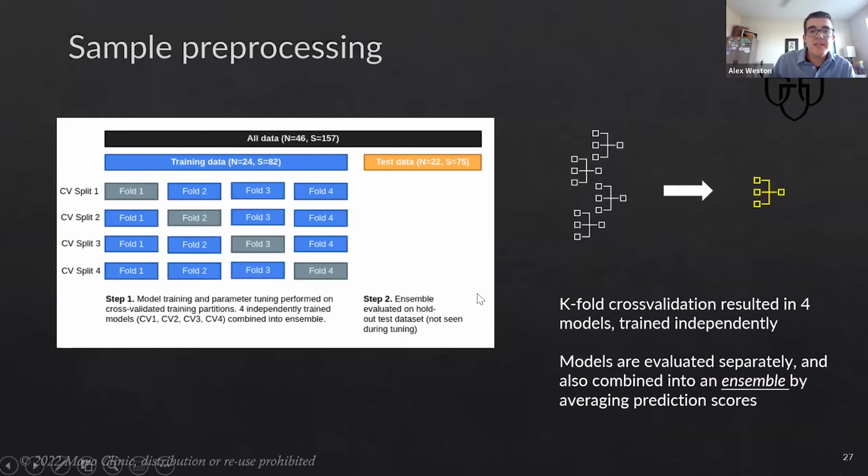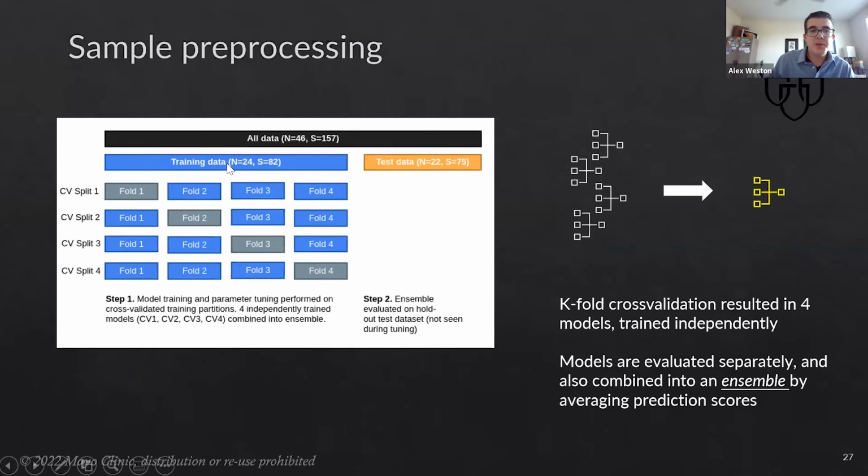A little bit on our sample pre-processing. We used k-fold cross-validation for this study. Again, we set aside our test cohort of 22 patients, which were not seen during training. This left us with 82 samples from 24 patients, which is a little bit small in terms of training a deep learning algorithm. And so that's why we use this k-fold cross-validation technique.